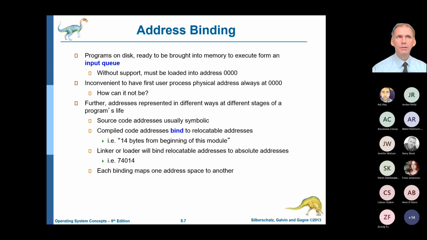The example there: the process has been loaded into memory location 74,000, and if you want to access memory location 14 in your program, it translates to memory location 74,014.